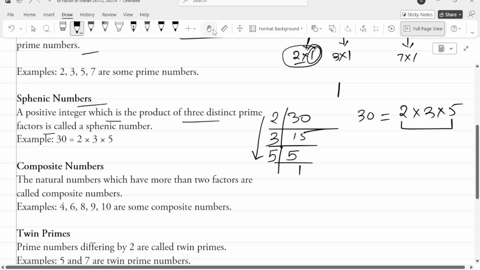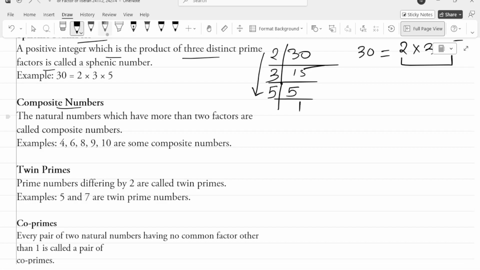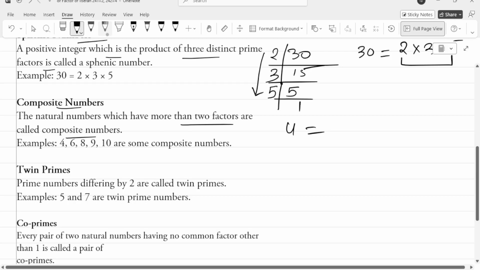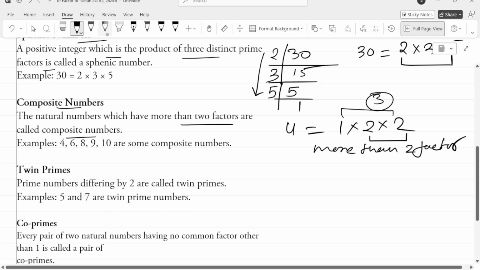Okay, now move to the next number, composite number. Composite numbers: natural numbers which have more than two factors are called composite numbers. For example 4. The factors of 4 are 1, 2 and 2 into 2. Here we can clearly see there are a total of 3 factors. More than two factors, that we call composite numbers.